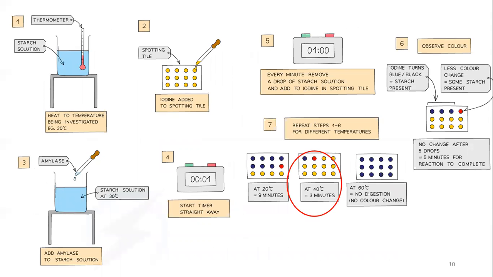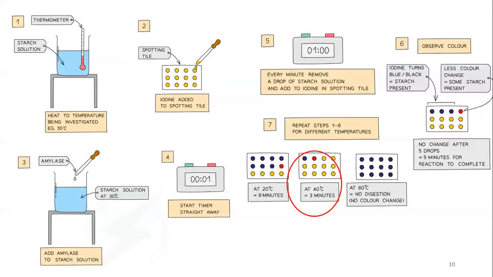You can see here, in step 1, we are heating the starch solution up to the temperature that we want. Here we have to use different temperature values. Then we take a white spotting tile and add iodine drops. Then the amylase solution is also heated up to a certain temperature, like 30 degrees, room temperature. Then we add amylase to the starch solution. So what is the reaction that happens between starch and amylase?